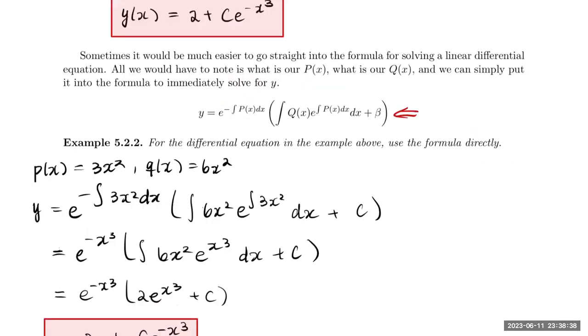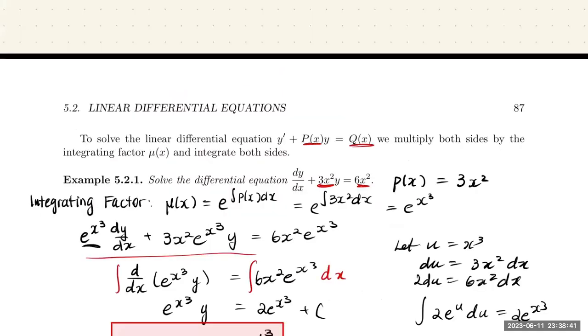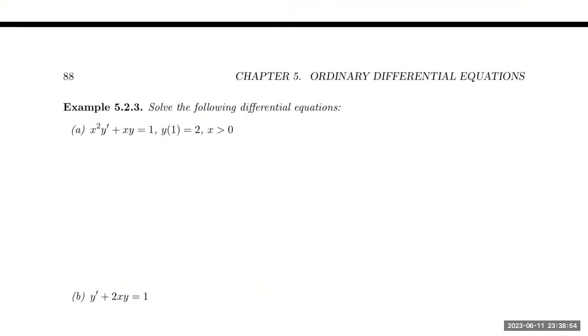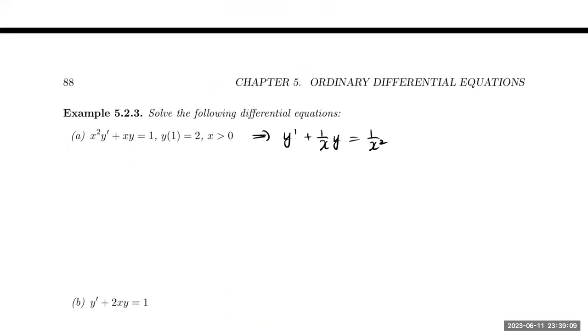So let's write this into the form p y prime plus p of x times y, which is equal to q of x. We have to put it in the standard form first. Okay, so what we get for the standard form is that we have y prime plus 1 over x y is equal to 1 over x squared. All right, so now what we get is that our p of x is equal to 1 over x. Our q of x is equal to 1 over x squared.